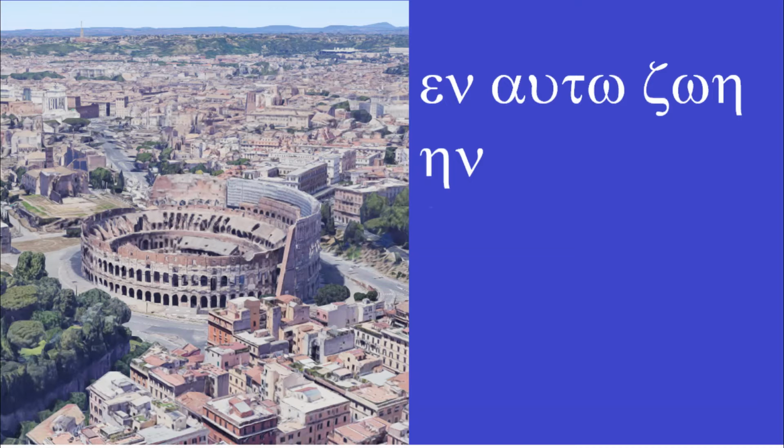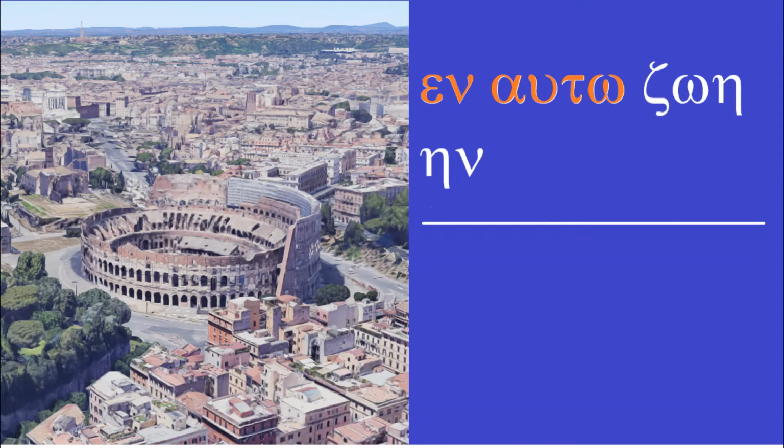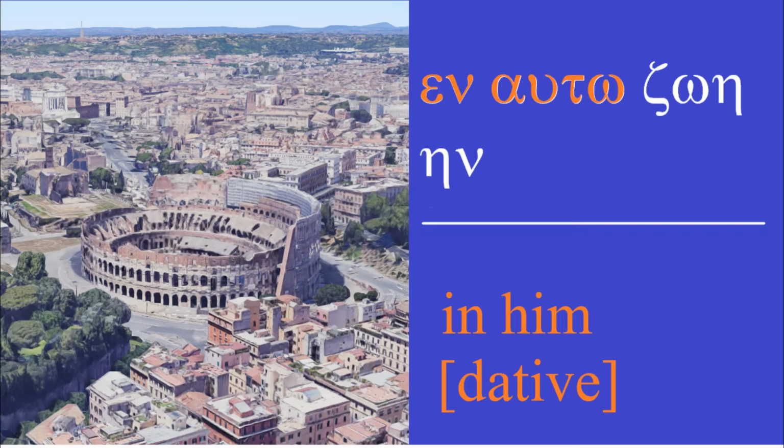Let's look at the first sentence in this verse. It begins with a word we have seen before, en. This is a cognate with English. It's "in." And just like in English, in Greek, en initiates a prepositional phrase. The prepositional phrase is en autō, which translates to "in him." The prepositional phrase here is in the dative case.